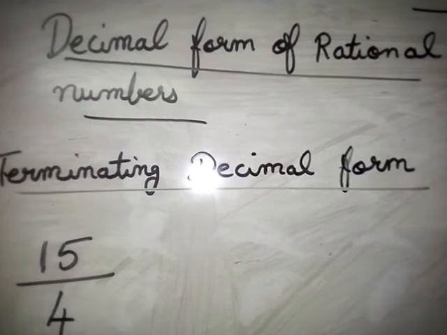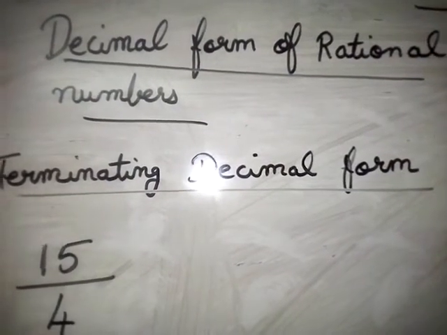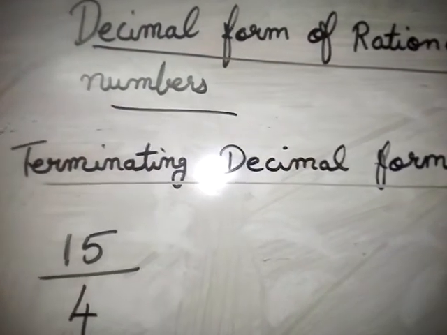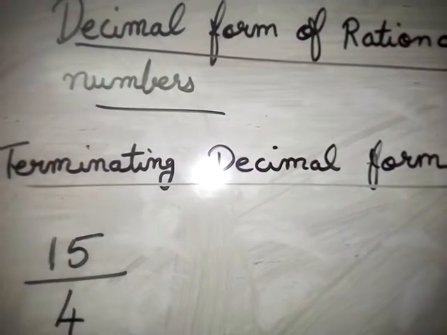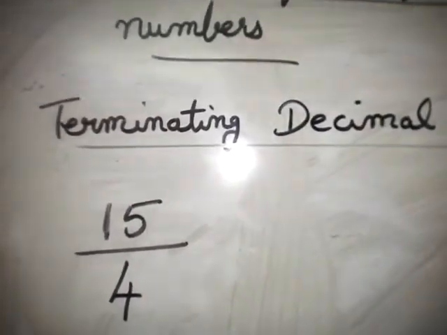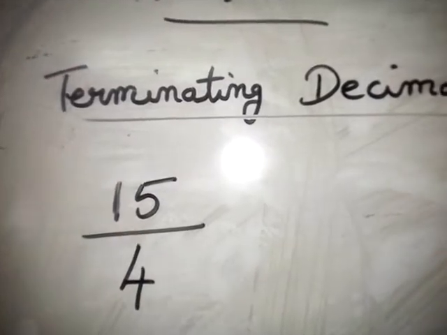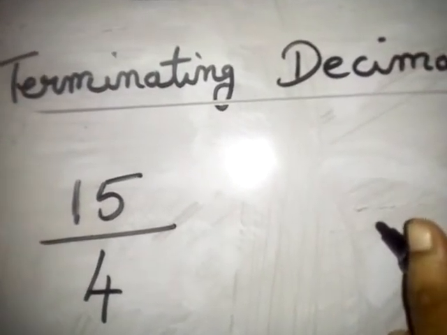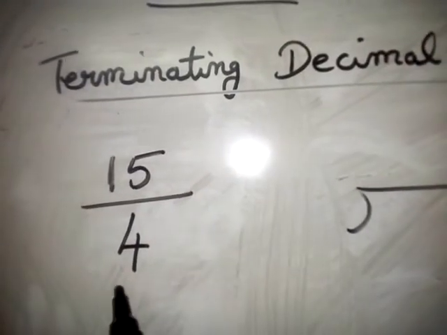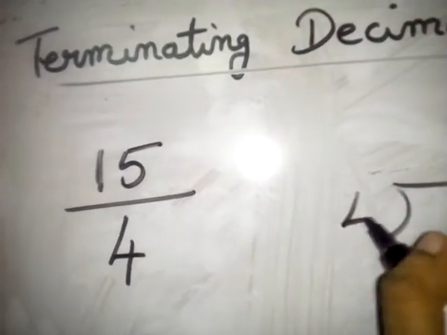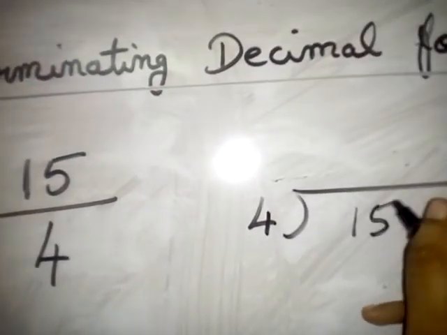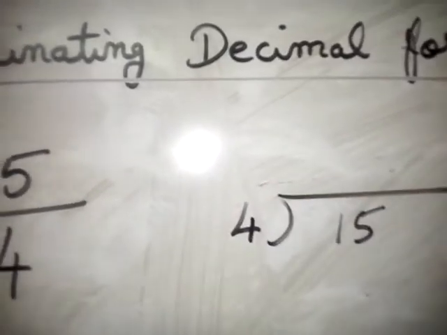Now I am going to teach you an example of decimal form of rational numbers. First we are going to study the terminating type of decimal form, 15 upon 4. So let me divide 15 by 4. Denominator 4 is there, that is the divisor. 15 is the dividend. So let's divide.